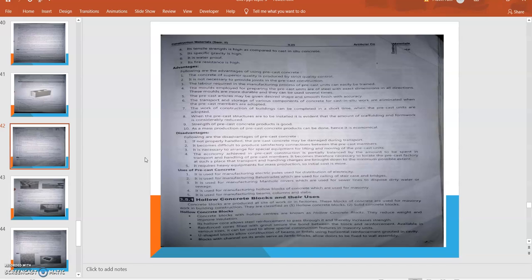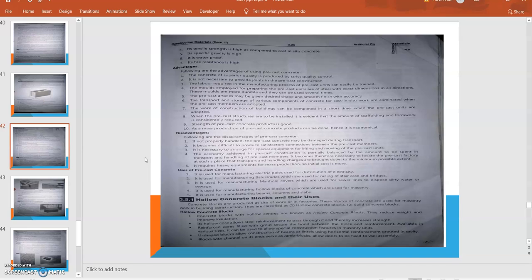Then the disadvantages. If it is not properly handled, then there will be a lot of damage or disturbance in quality. Then it becomes difficult to produce satisfactory connections between the precast members, because they are casted in the factory and then they are joined on site. That's why the quality may be hampered and there will be a mismatch between joining the different components.